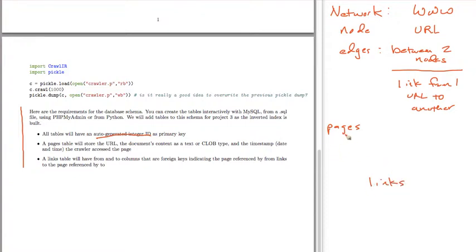And so this is going to be the nodes, our pages table. And then the other table, the links table, is going to be the edges. Each one has an integer primary key that's auto-generated. And so the way we get that in MySQL is in the create table statement.